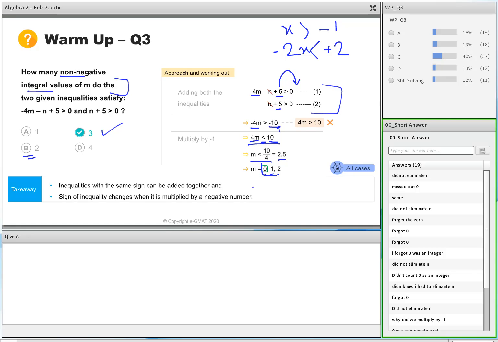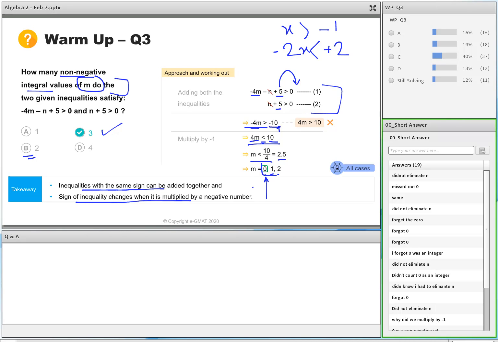The first thing, if I am to find out the value of one variable, I have to eliminate the other variable, right? How do I do that? I'll try to cancel the elements through manipulation of the inequalities. Very, very important. Second, when I multiply a negative number to an inequality, the sign of the inequality would change. Third, inequalities with the same sign can be added together. And fourth, 0 is a non-negative integer.